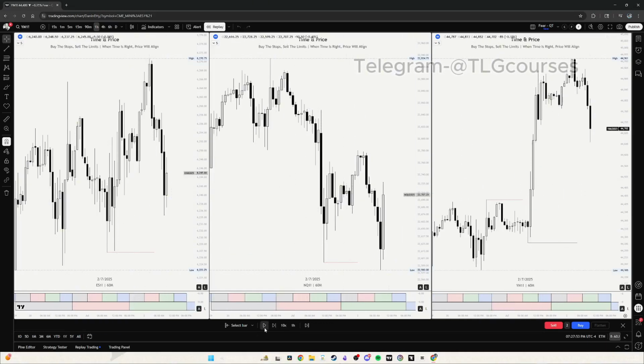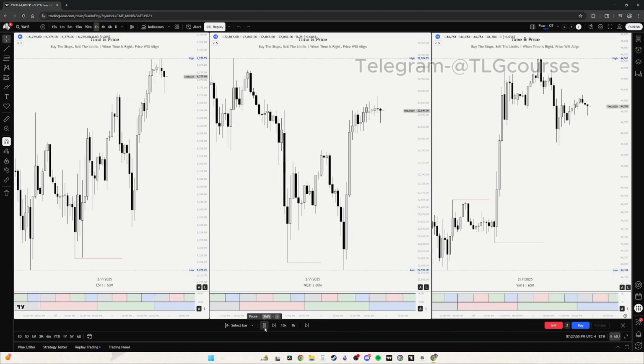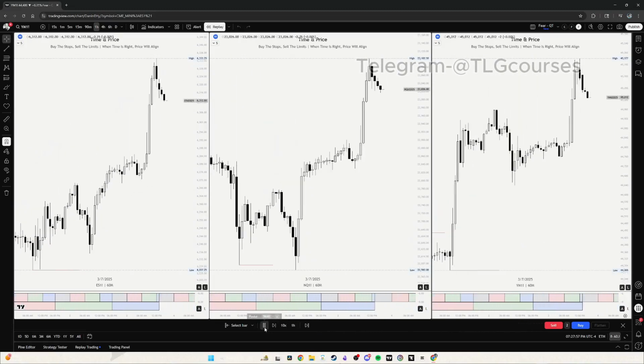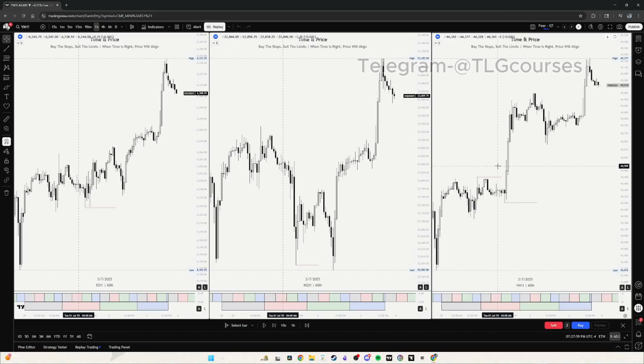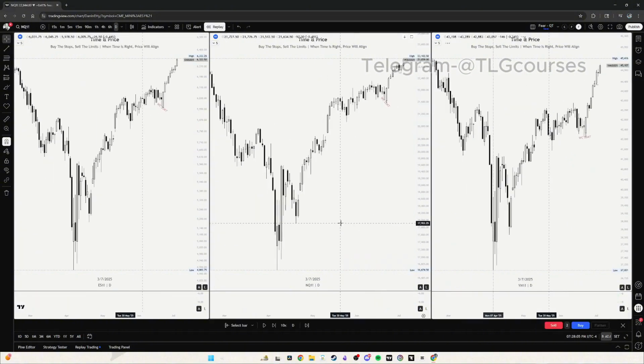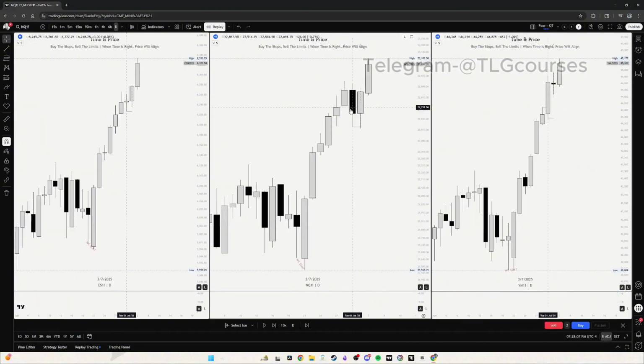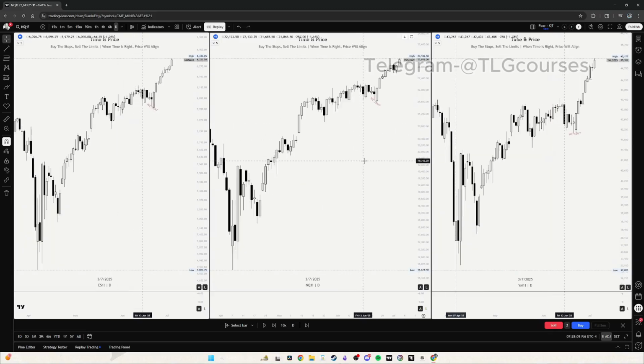cycle sequential SMT at the lows. However, the bullish one ends up playing out beyond the bearish one's high. Why is that? Why did the bullish one overwhelm the bearish one? Simple. On the higher time frame, the daily time frame, we're very clearly in a market maker buy model.